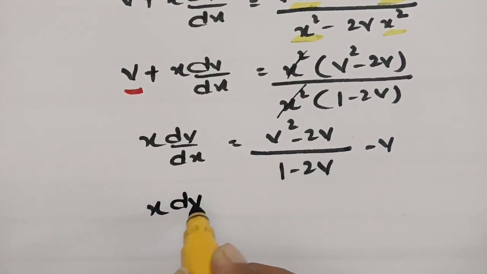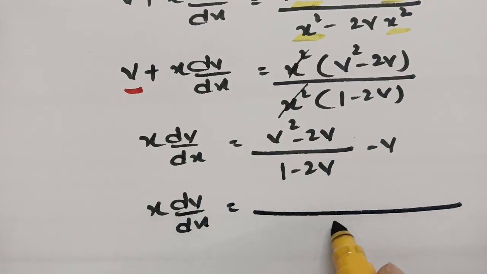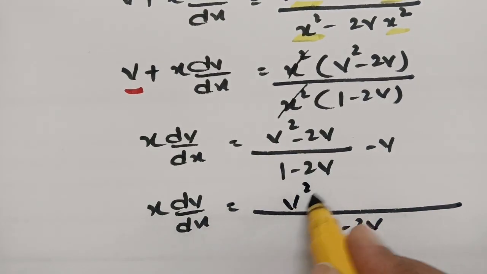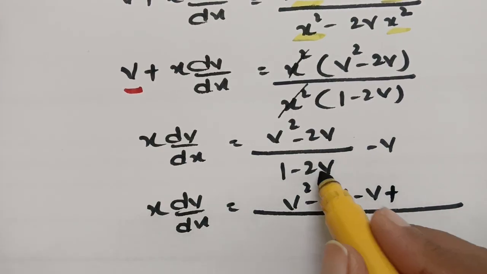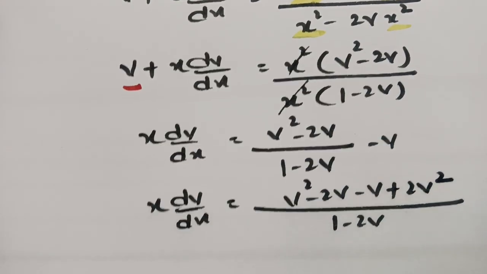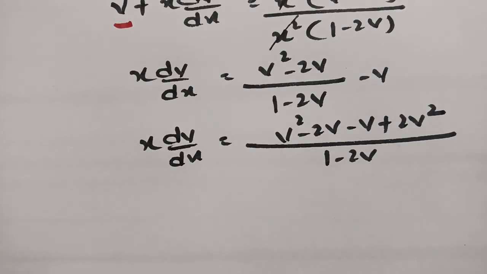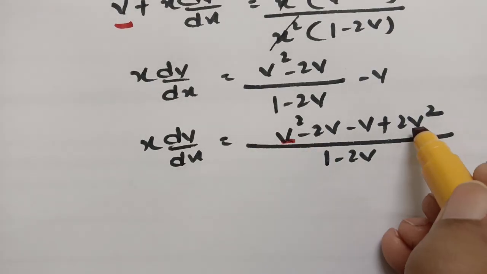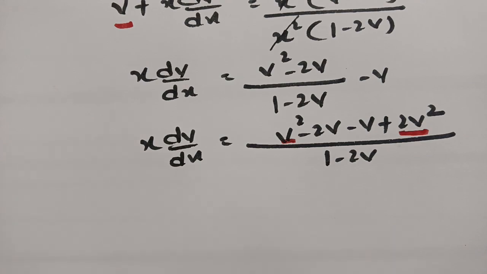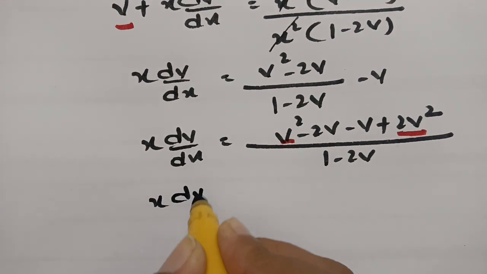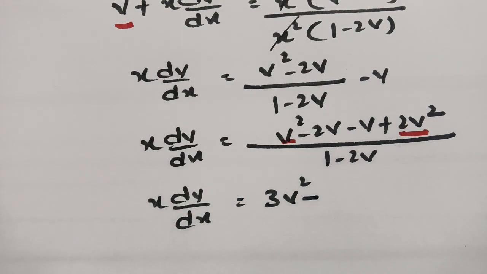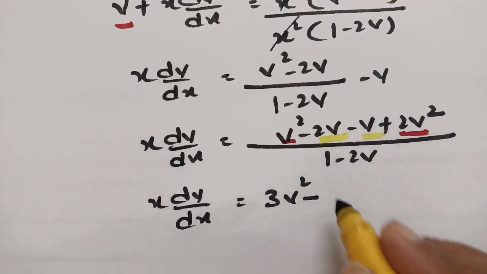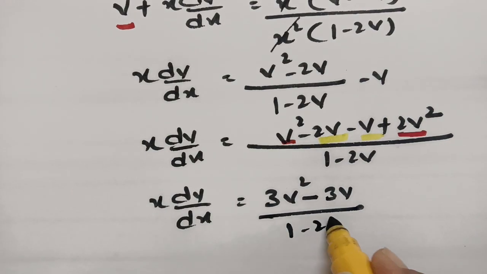So x dv by dx is going to become, with 1 minus 2v as the denominator, v squared minus 2v. If I multiply, this will be minus v, and minus of minus is plus, so this value is plus 2v squared. Clear? If I add v squared plus 2v squared, it becomes plus 3v squared. And plus 2v and minus v... wait, this is going to become minus 3v. So x dv by dx is equal to (3v squared minus 3v) by (1 minus 2v).